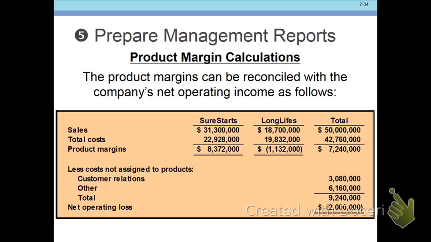So notice what we have here now. Now we can see exactly what's going on, and we can see that the Sure Starts are profitable. The Long Lifes are unprofitable from a product standpoint for a total of $7 million too. And then our customer relations costs down here give us a net operating loss of $2 million.